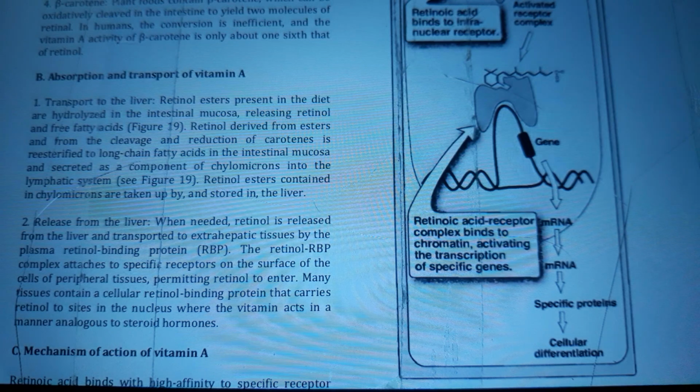Beta-carotene. Plant foods contain beta-carotene, which can be oxidatively cleaved in the intestine to yield 2 molecules of retinal. In humans, the conversion is inefficient, and the vitamin A activity of beta-carotene is only about 1/6 that of retinol.